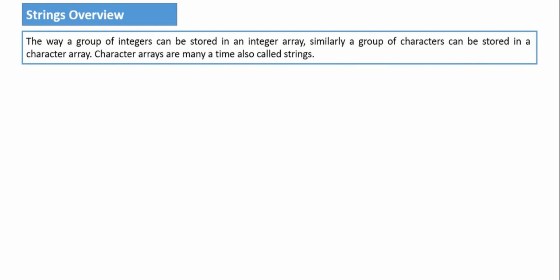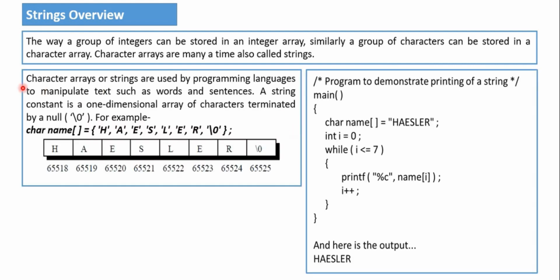So let's start. Now the way a group of integers can be stored in an integer array, similarly a group of characters can be stored in a character array, and character arrays are mainly called strings. You will see the character array or string is used by programming languages to manipulate text such as words and sentences. A string constant is a one-dimensional array of characters terminated by a null character, that is \0.